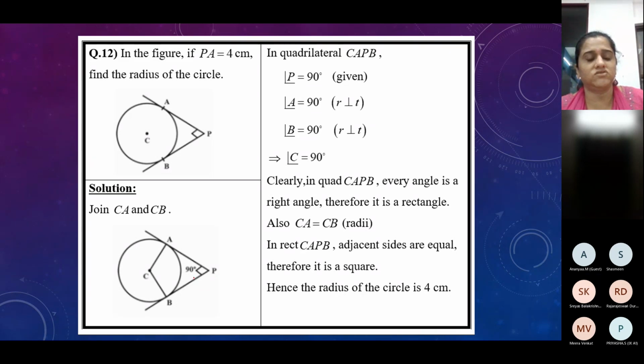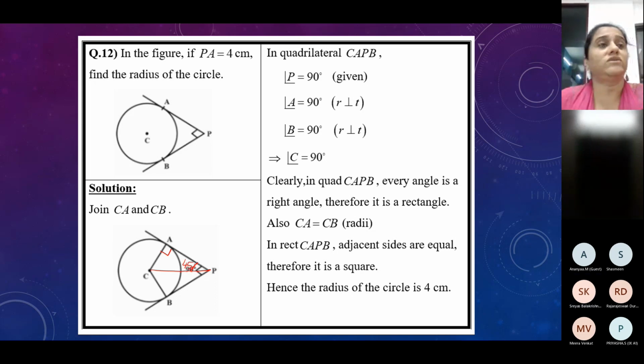You understood what he's saying? We are joining AC and BC, ma'am. Okay. After that, we are taking angle CAP as 90 degrees, as the radius is perpendicular to the tangent. Then we are joining C to P, ma'am. Yeah. Then the angle divides into 45 and 45 as it passes through this.